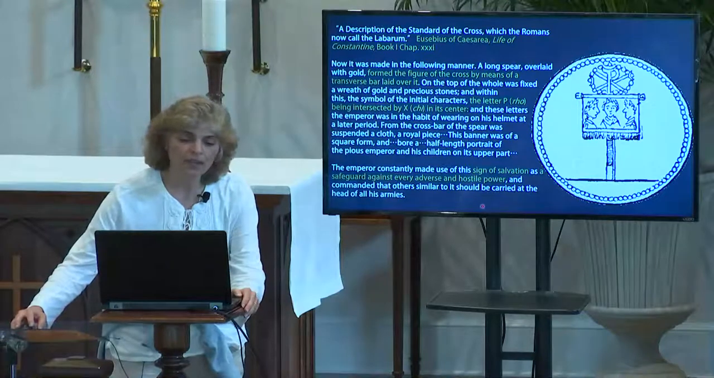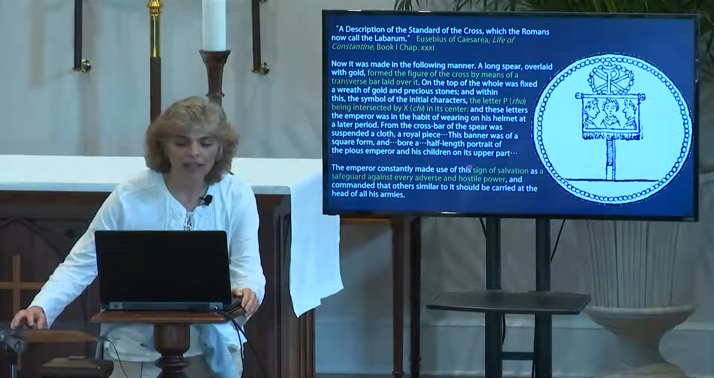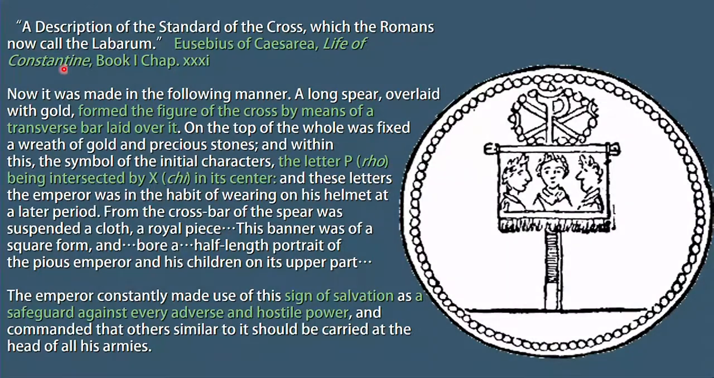Now, in Eusebius's description of that standard of the cross, which is now known as the Labarum right there, he also tells us that the emperor constantly made use of this as a sign of salvation, a safeguard against every adverse and hostile power. Whoever was his enemy, or as he also saw it, the enemy of the church, he would use that as a sign of salvation in the face of that enemy.